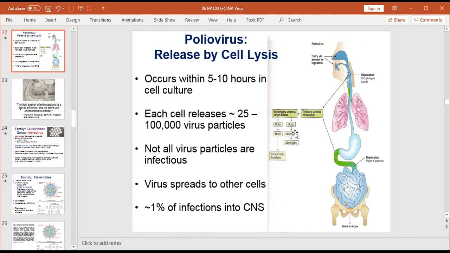It can go to meninges, cause meningitis, or in rare instances, it goes into the brain, central nervous system, and causes encephalitis that causes paralysis of the individuals.